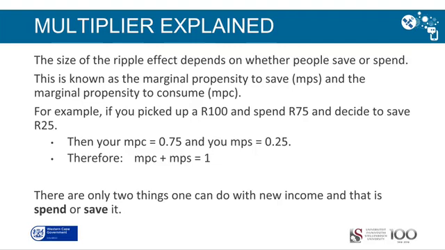So, for example, if you picked up 100 Rand and spent 75 Rand and decide to save 25 Rand, then your MPC is equal to 0.75 or 75%, and your MPS equals 0.25, otherwise known as 25%. Therefore, MPC plus MPS is equal to 1, which is a whole. So, there are only two things one can do with the new income, and that is you either spend it or you save it.